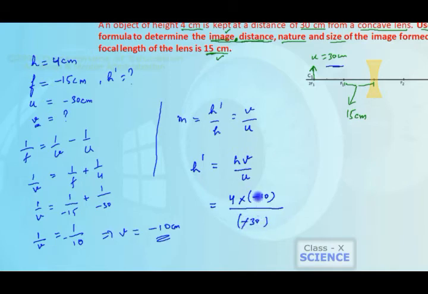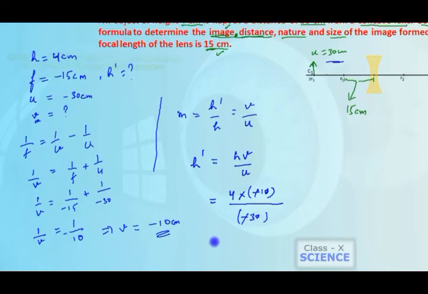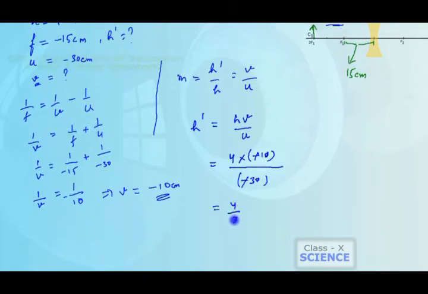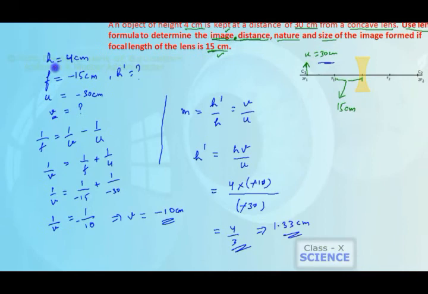So minus minus gets cancelled. So here 0 0 gets cancelled, which is equal to 4 by 3. So by solving this, we will get 1.33 centimeter. See here, the height of the object is 4 centimeter, whereas the height of the image is only 1.33 centimeter, which shows the height of the image is smaller than the object.